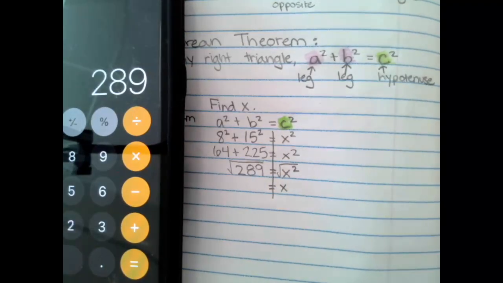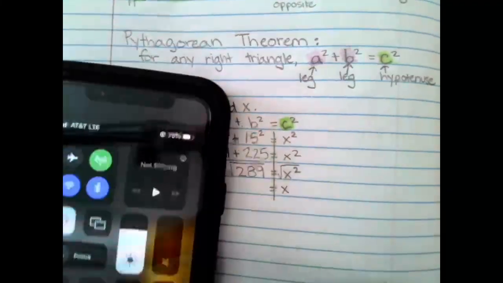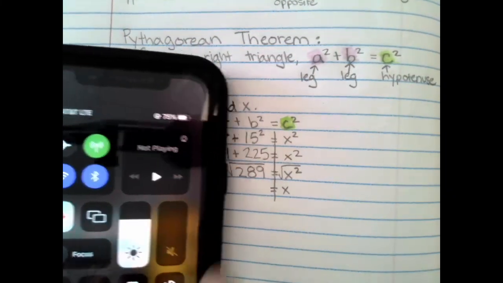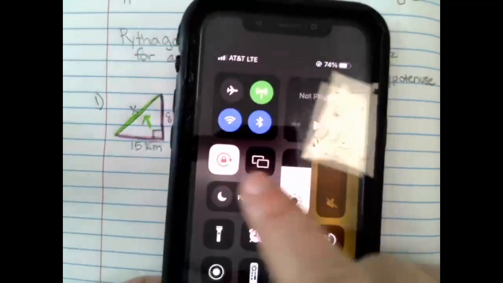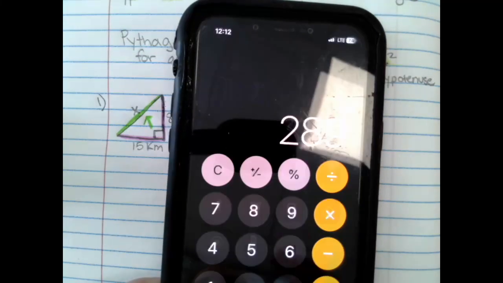Now remember, if you're going to use your phone, you're going to make sure that your auto lock is off. You're going to make sure that you have your screen unlocked, and you're going to tip your calculator sideways. Notice how my calculator is not unlocked, so it's not tipping.